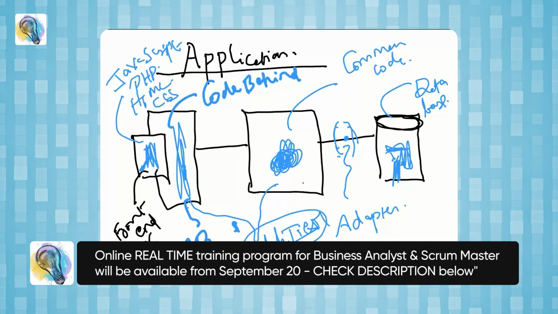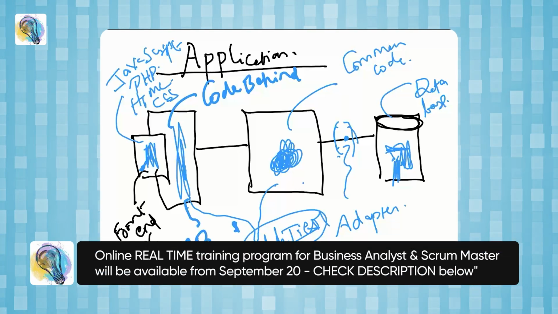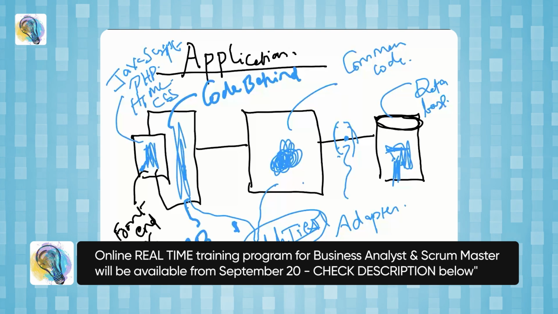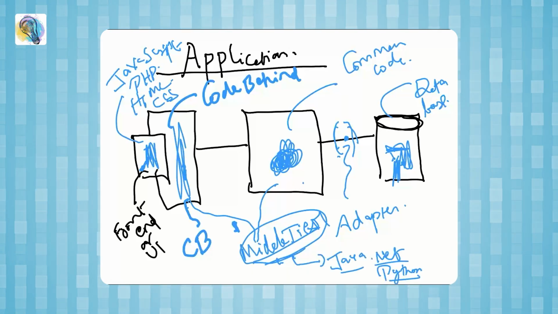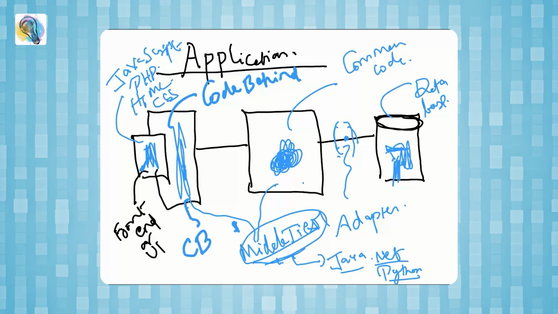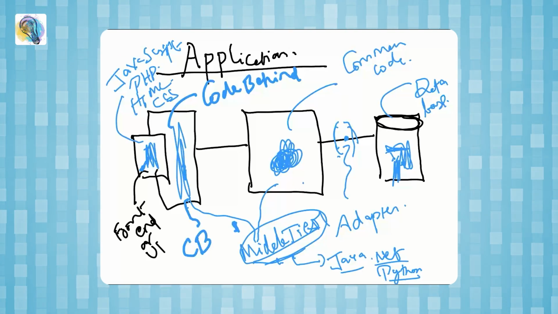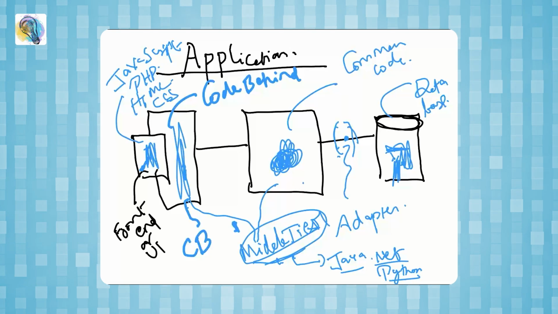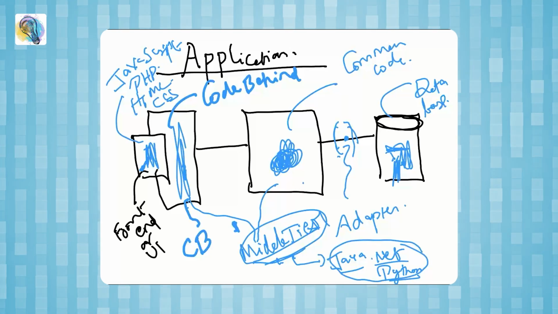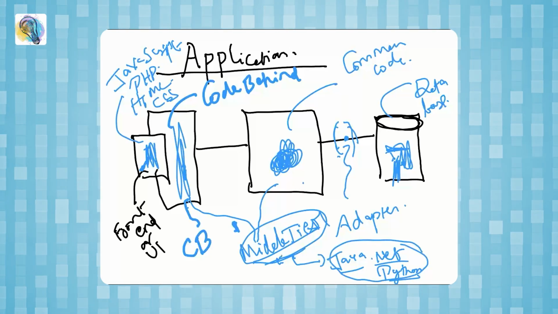So what are all the middle tier coding languages? Java, .NET, Python. Python can be used in the back end too, but then definitely in the middle tier. Any other coding languages? Anything that you guys are aware of? Okay. So these three examples, we can use as an example. They are middle tier coding languages.